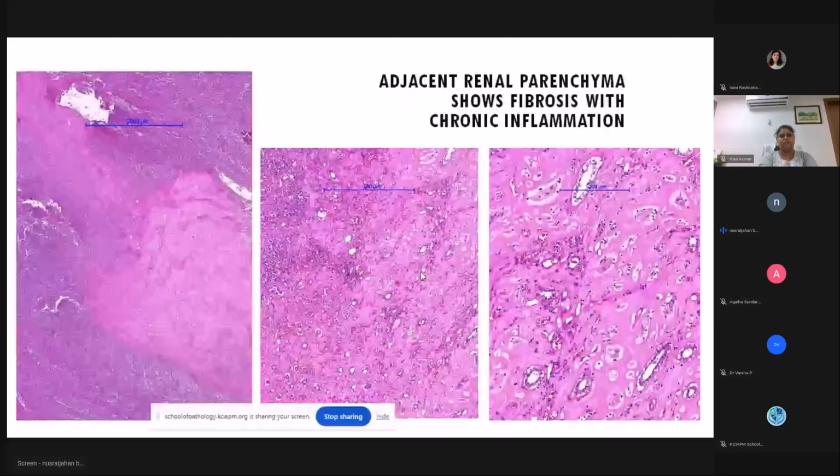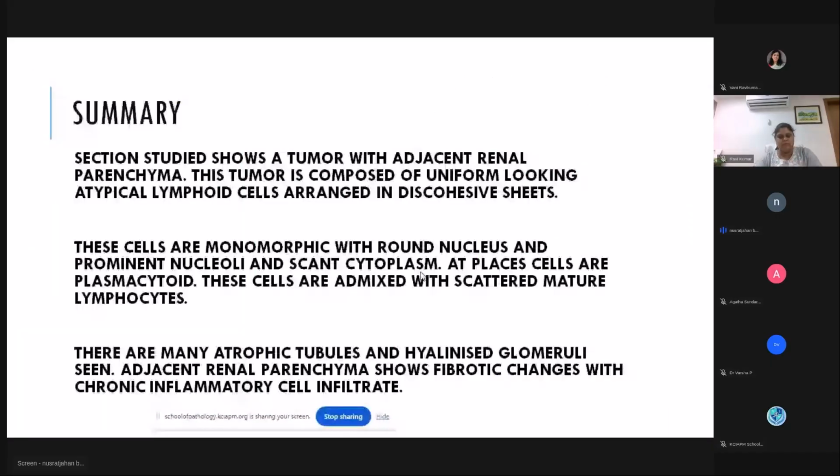To summarize, the section studied shows a tumor with adjacent renal parenchyma. This tumor is composed of uniform-looking atypical lymphoid cells arranged in discohesive sheets. These cells are monomorphic with round nuclei, prominent nucleoli, and scant cytoplasm. At places, the cells are plasmacytoid. These cells are admixed with scattered mature lymphocytes. There are many atrophic tubules and hyalinized glomeruli. Adjacent renal parenchyma shows fibrotic change with chronic inflammatory cell infiltrate.